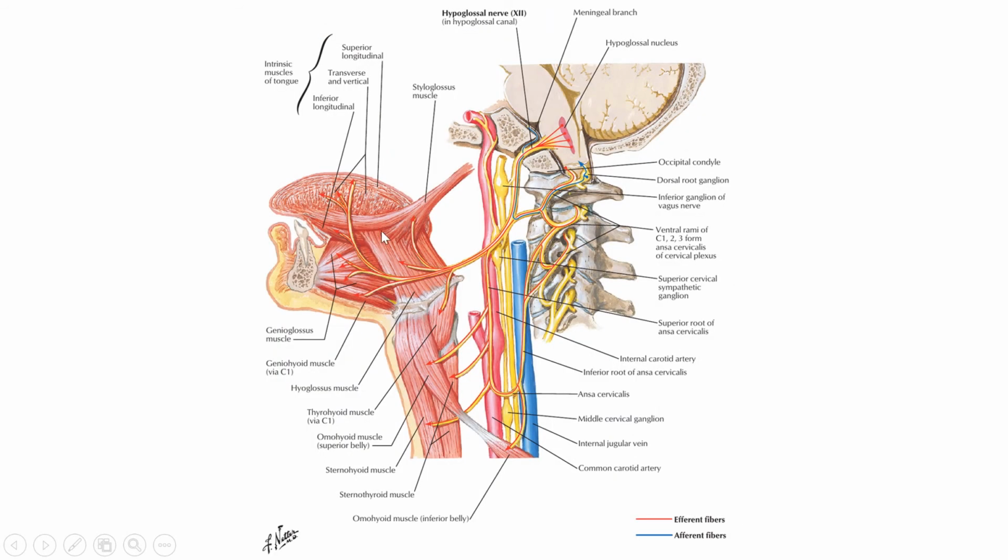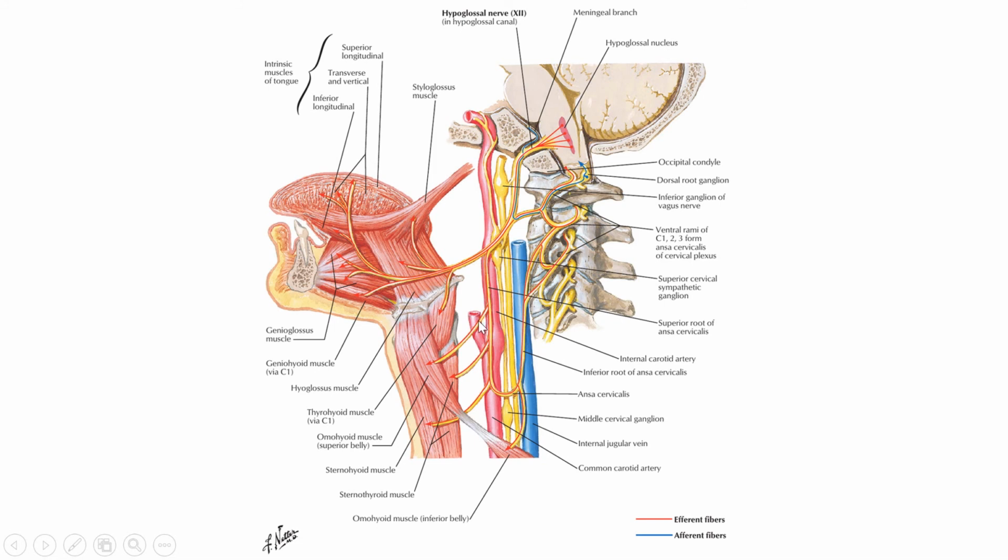Now its nerve supply. Here we are looking at the ansa cervicalis. Ansa cervicalis is a loop of nerve present on the anterolateral aspect of the carotid sheath. These are the structures present within the carotid sheath: internal jugular vein, common carotid artery, internal carotid artery, then vagus nerve, and this is the ansa cervicalis. This ansa cervicalis has two roots. This is the superior root, and here we have the inferior root.